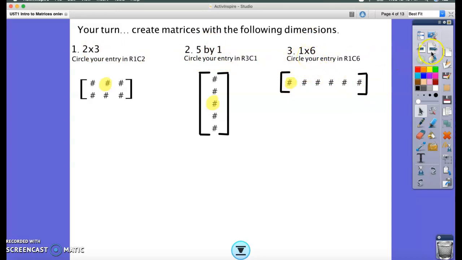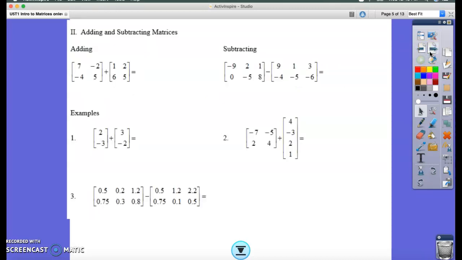All right, now we're going to move on to the actual new stuff today. Today we're going to talk about adding and subtracting matrices and also doing a simple multiplication called scalar multiplication. So our objective today is to add and subtract matrices and to learn how to scalar multiply. The first thing you need to know when you add and subtract matrices is there's one big rule. They must be the same size.